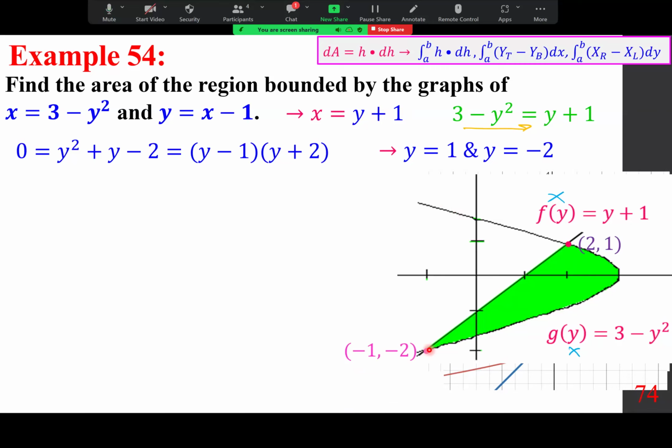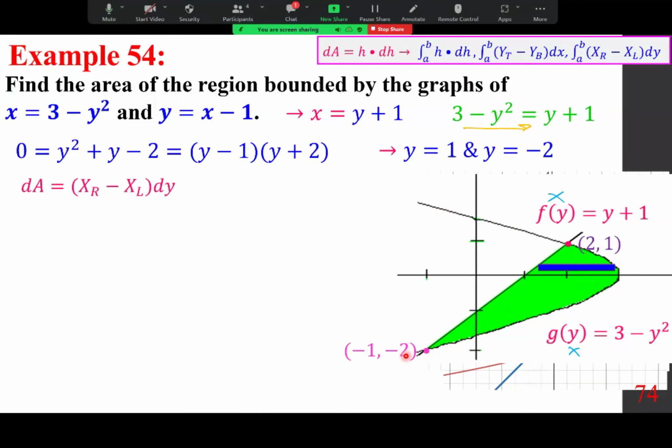Now notice, if we draw a rectangle which is vertical, the top is the line, the bottom is the curve. As you go around over here, the top is the curve and so is the bottom. That's why you can't go with that. If you go with a horizontal strip, now x on the right side is the curve, x on the left side comes from the line.